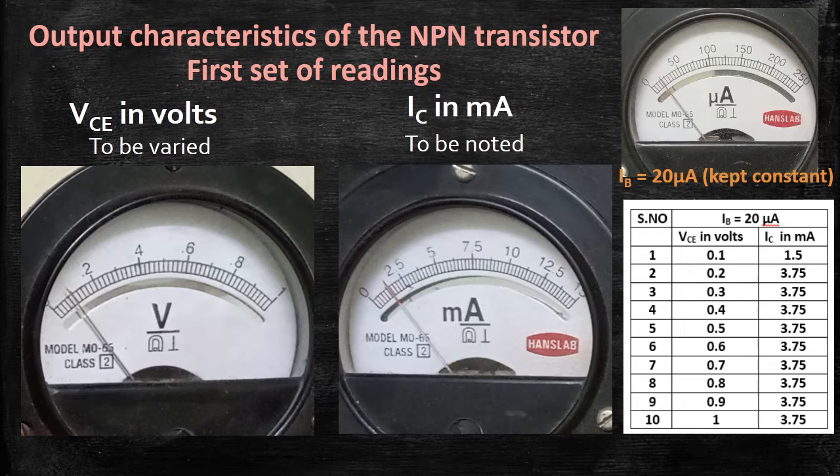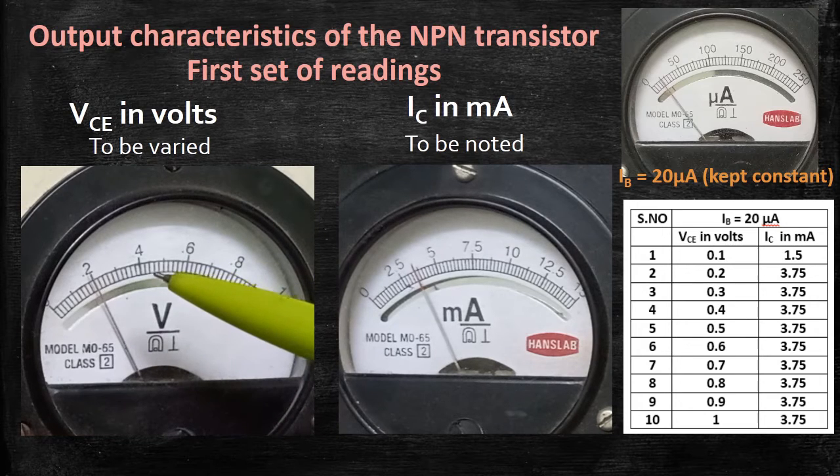Now I am going to increase the value of VCE from 0.1 to 0.2. Look at the value. It shows 0.2 volt. Often you have to check the IB value. It should be kept exactly at 20 microampere. Often check it. Note down, there is a sudden increase in the IC. It is coinciding with the 15th division. 15 into 0.25 is 3.75. So 3.75 is the IC value now.